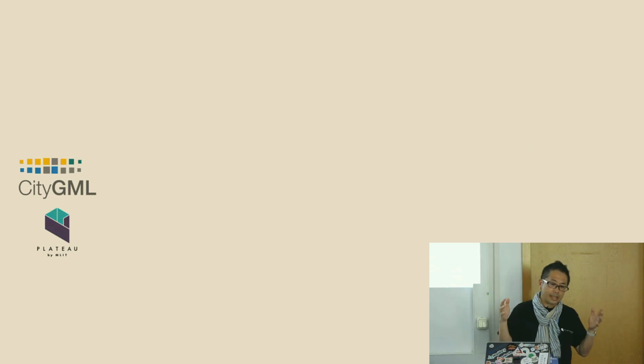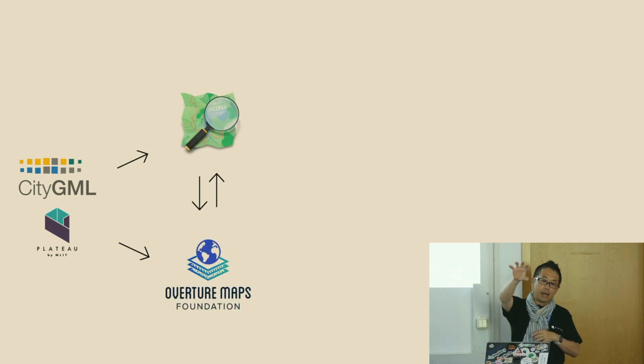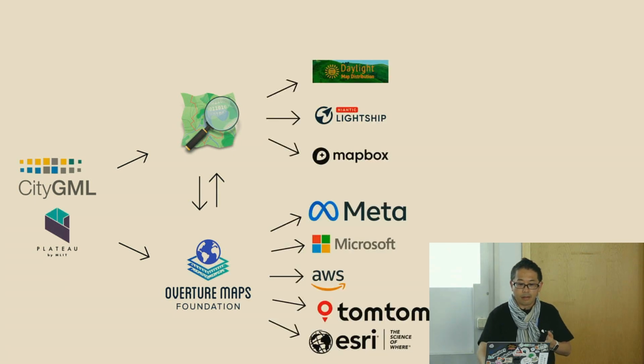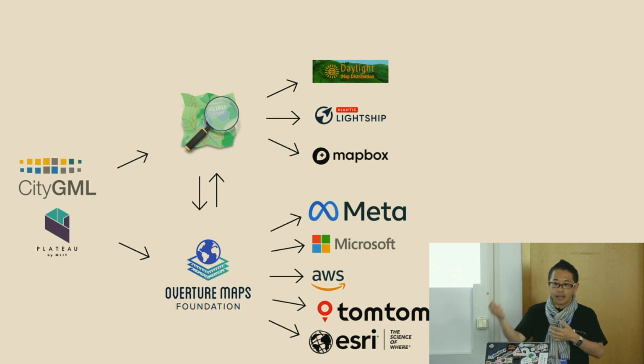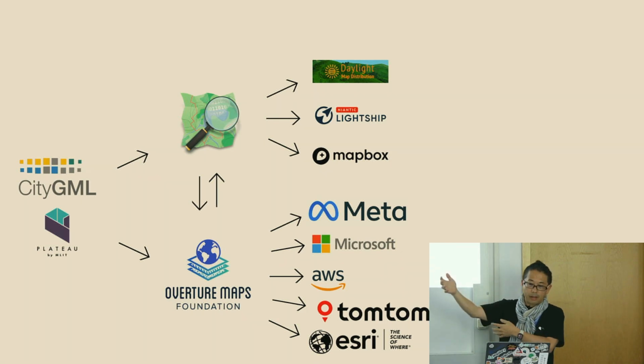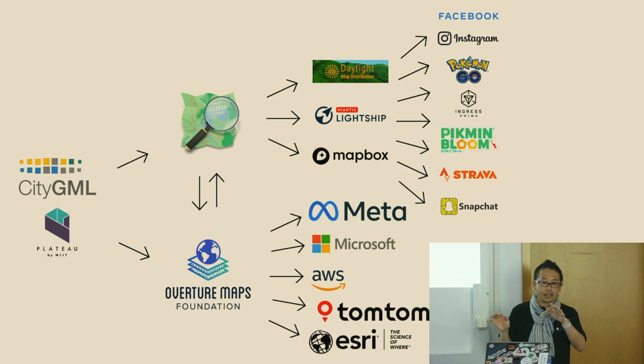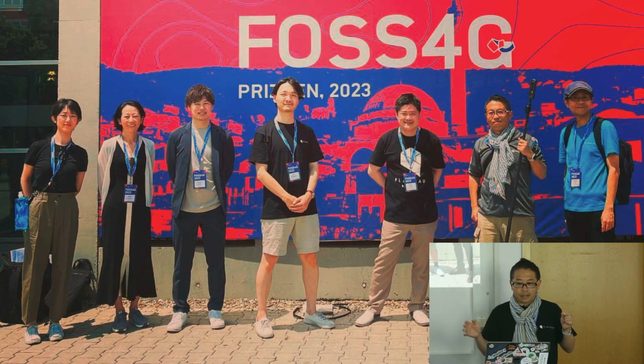But we are thinking that if we join the Overture Maps Foundation, then for OpenStreetMap and Overture Maps, we can provide 3D data, and those platforms will provide the data to many platforms. And maybe that scaling process is very, very important. What will happen, I don't know. But if we want to share our data, we have to find more good collaborators. So now we are thinking about that scenario. So, yes, my talk is finished.